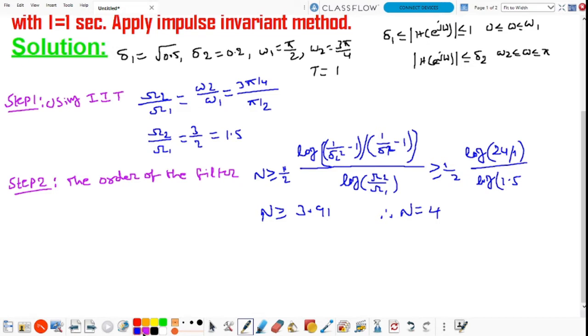Next, step number 3. Determine the 3 dB cutoff frequency.